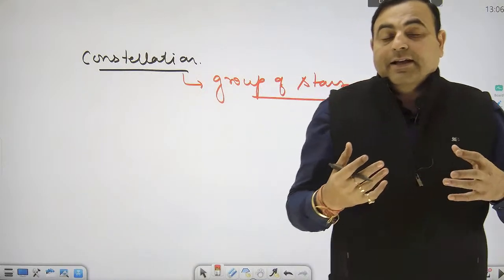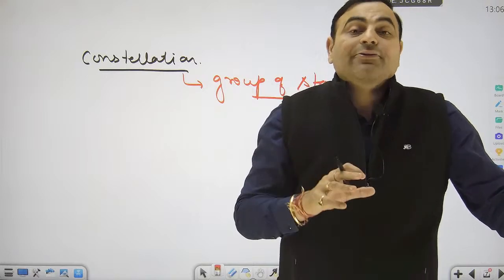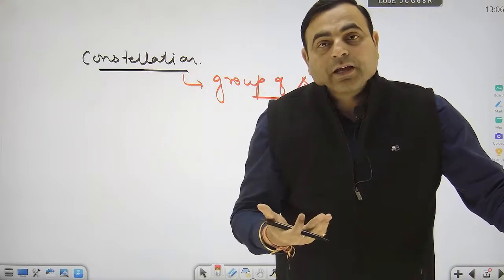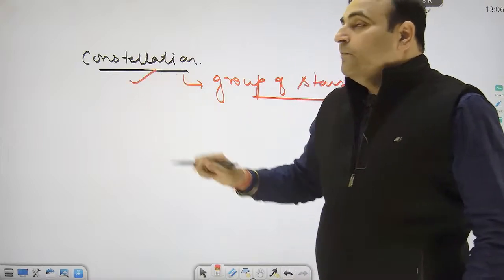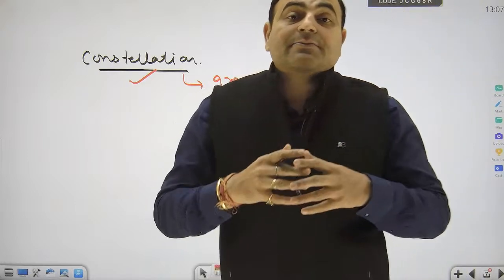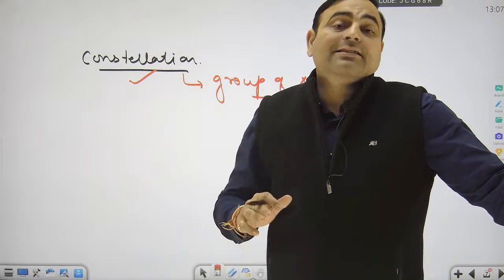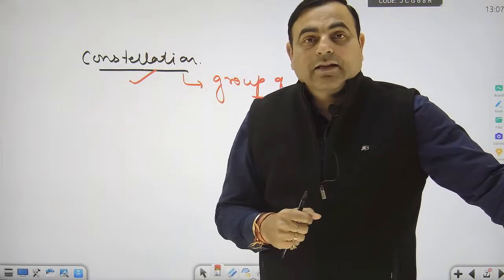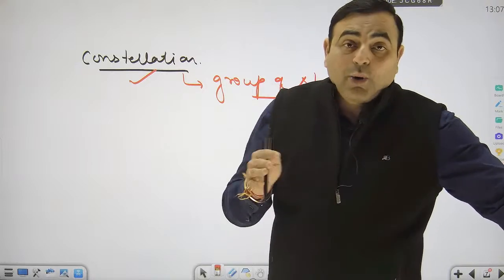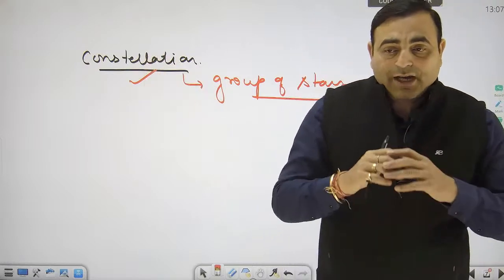We might have seen that in the sky, there are various groups of stars which combine to form any specific geometrical figure or any specific figure. It is known as a constellation, a group of stars making a specific kind of figure. It can be geometric or non-geometric, with a resemblance to some other object, such as Saptarishi, Ursa Major, Ursa Minor, Orion, Hunter. These are all constellations, which are groups of stars.